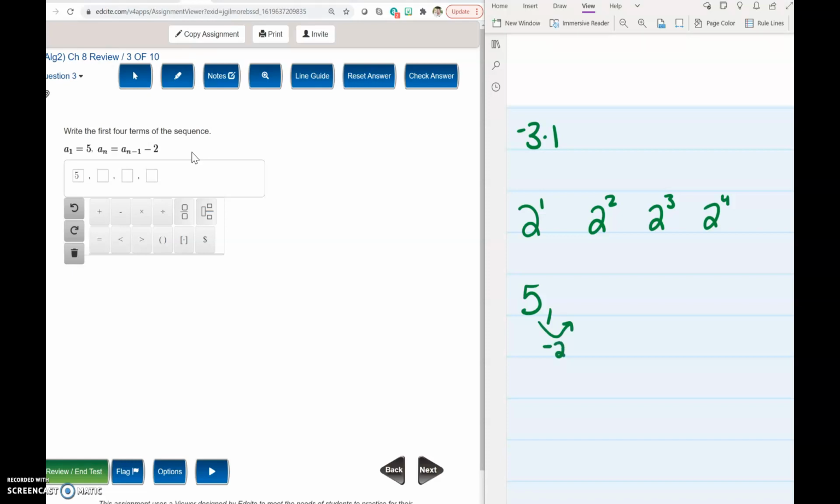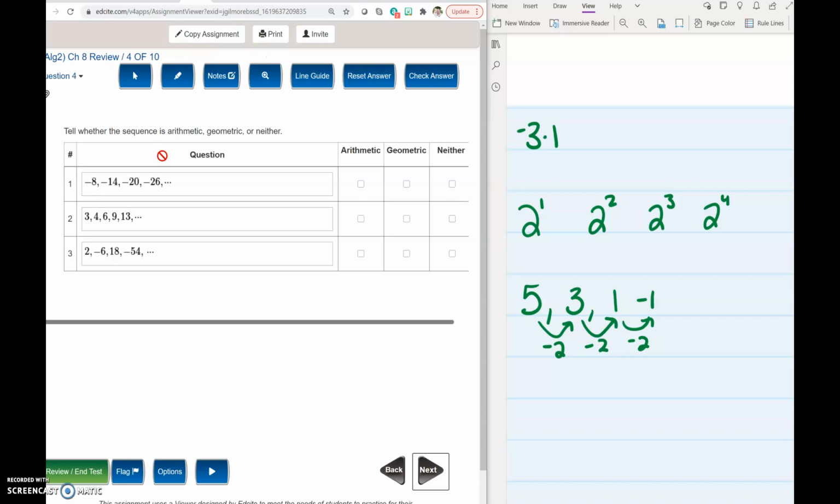So 5 minus 2 is 3. 3 minus 2 would give us 1. And 1 minus 2 would give us -1. So 3, 1, -1. So this recursive rule, it's pretty easy to write the first 4 terms because you just start with 5 and then the pattern is -2, so keep that pattern going.